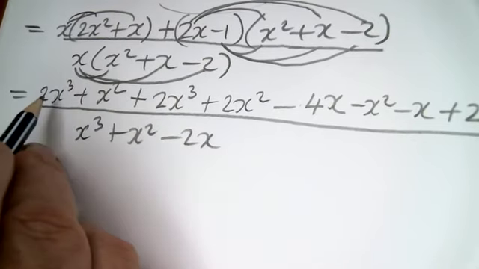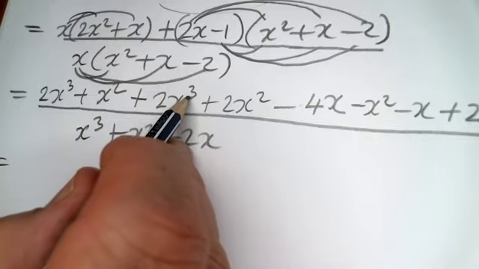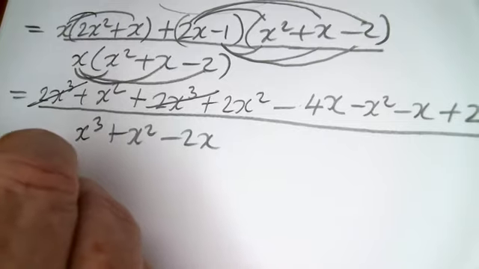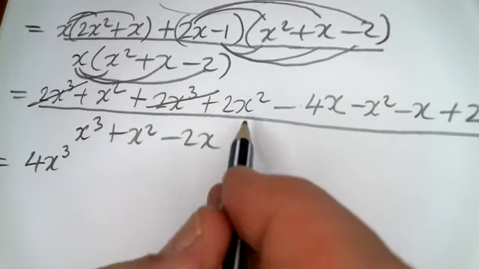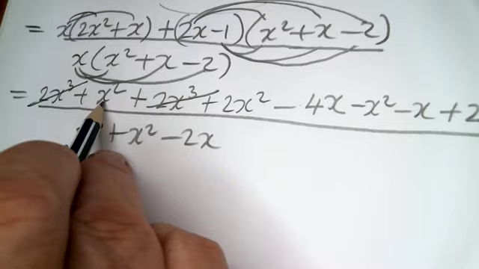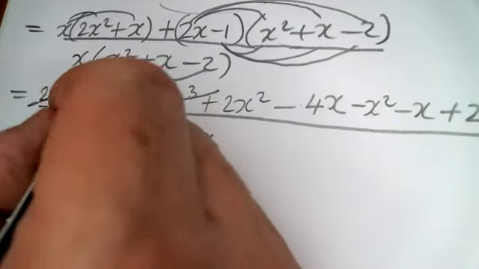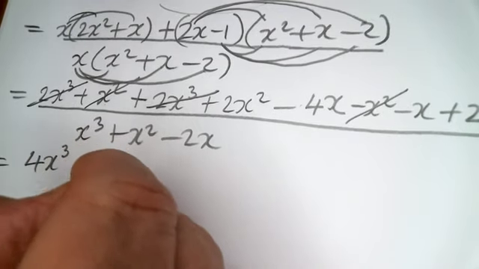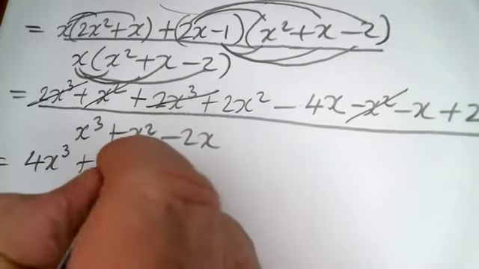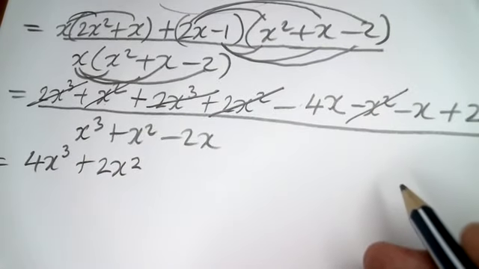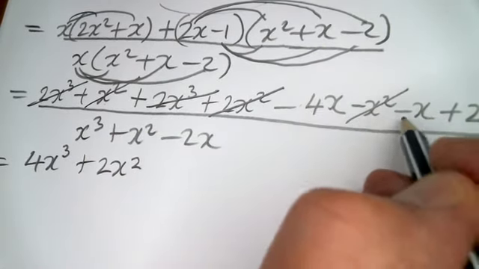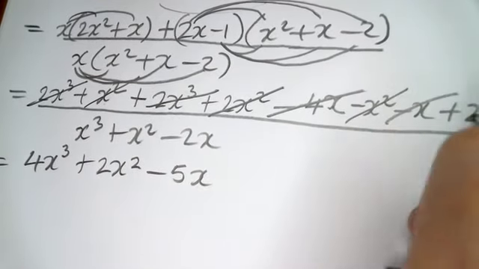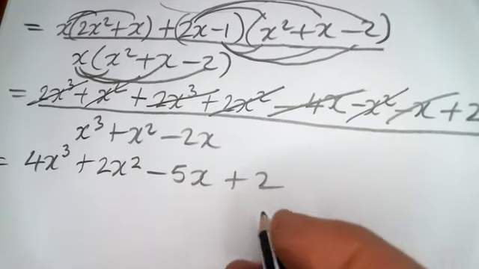First of all, we've got a 2x cubed and a 2x cubed. That becomes 4x cubed, so cross out those two. Next, x squared. We've got an x squared here, but also a minus x squared here. I'm going to cross those two out immediately, and we're left with plus 2x squared, because x squared minus x squared is 0. What have we got else now? We've got minus 4x minus x, which is minus 5x. And then a plus 2 on the end.